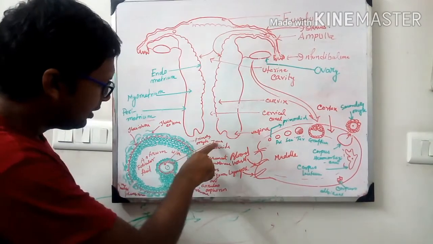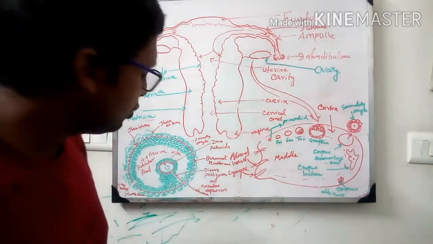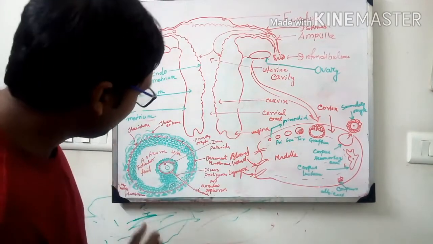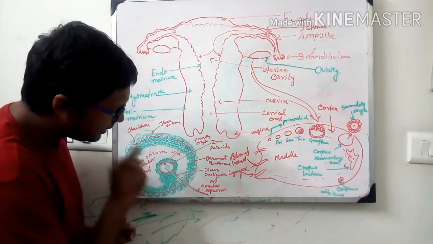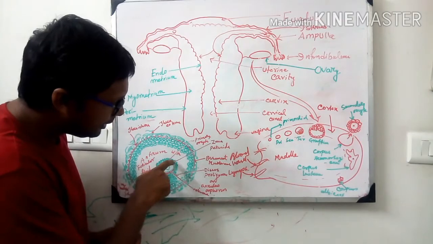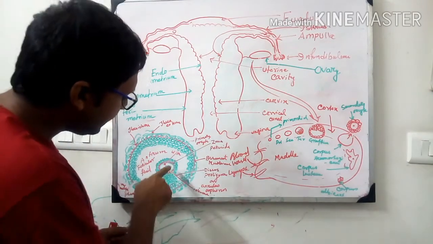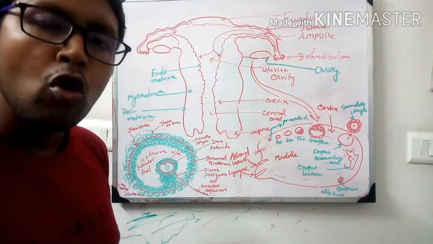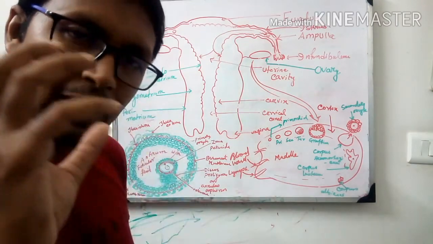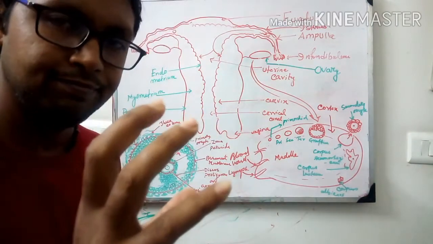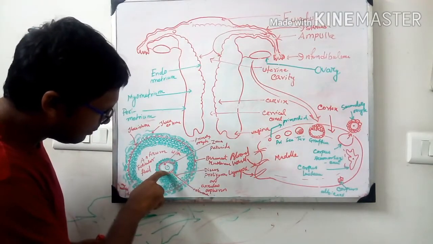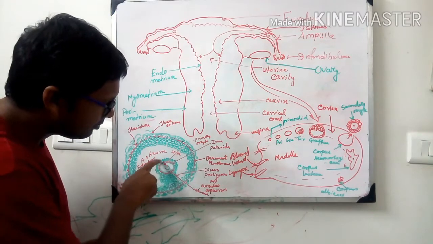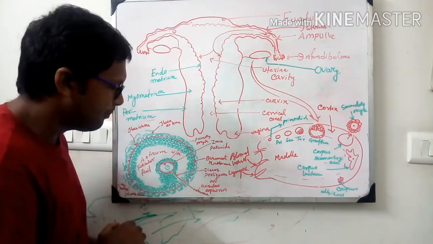This is called zona pellucida. Look very carefully: there are two membranes, a red color and a green color. The red membrane is called zona pellucida, and the green membrane is called oolemma. Oolemma means the plasma membrane of the egg. Outside the red zona pellucida, a layer of cells is there.